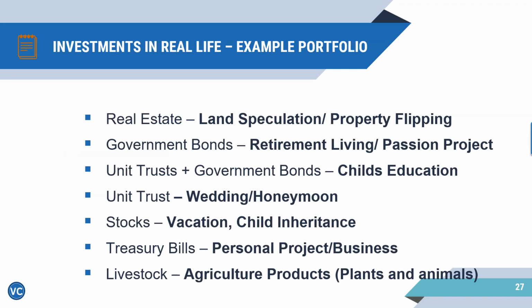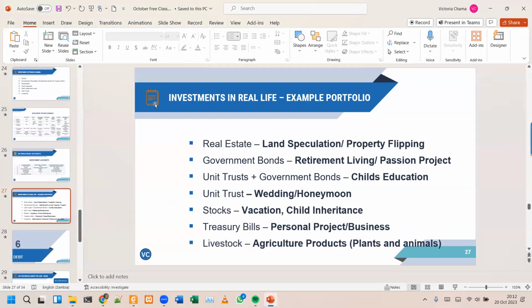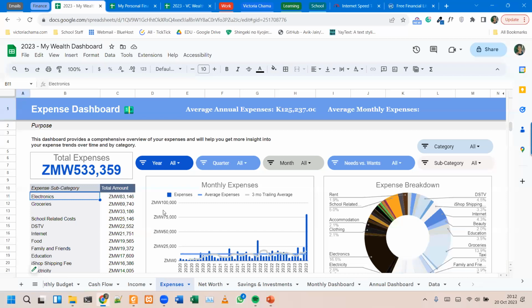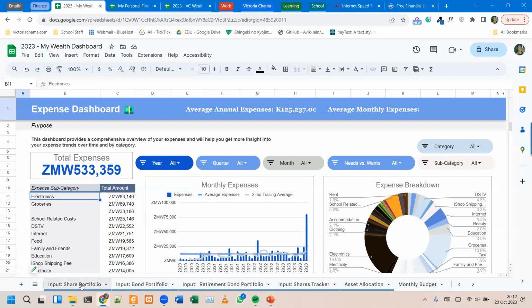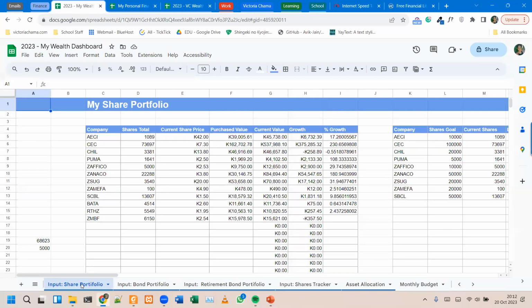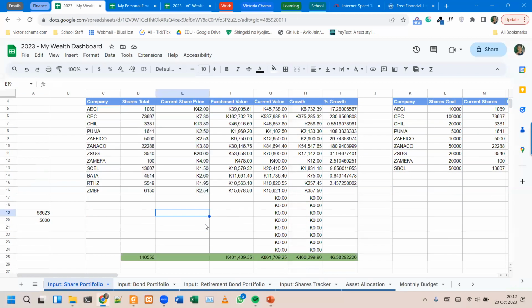Before I forget, let me quickly show you my stock portfolio. My stock portfolio is within my dashboard because everything is there. This is my share portfolio, these are the companies I have, and these are the current numbers of shares I have in each company. And these are the current share prices, which I update every now and then. But the interesting part is typically always at the bottom.